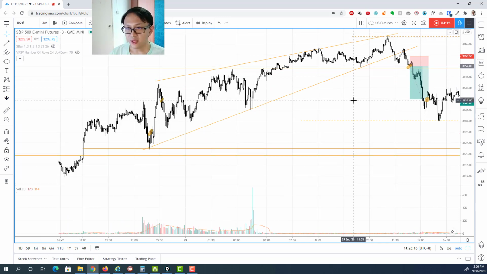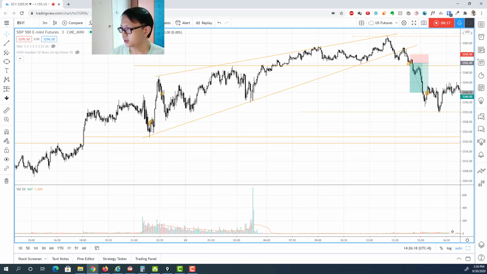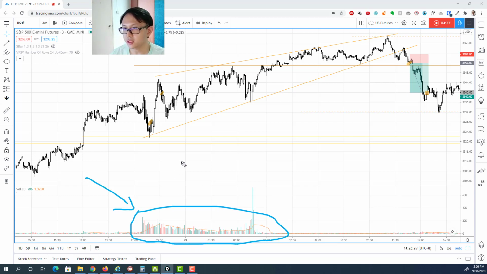So before I just dive into the setup, let me just give you a bit of the context. So I've already zoomed out to include the previous day. So that's the previous day session. As you can see, there's an active volume as well. So you can see that the rising wedge actually started in the previous day session, and also together towards this non-RTH session, the Globex and the Asian session.